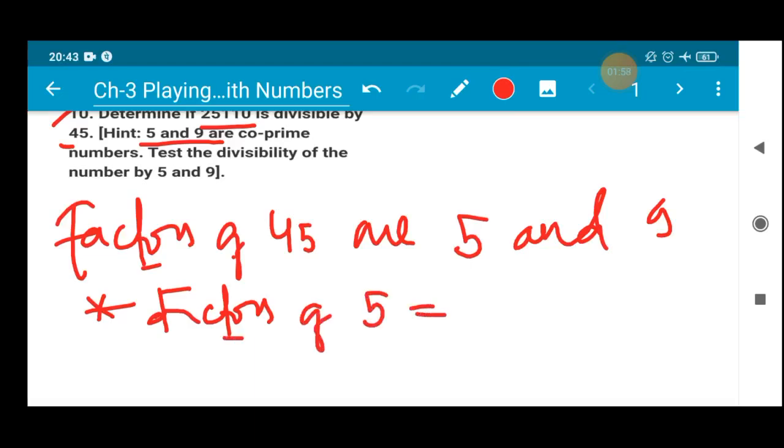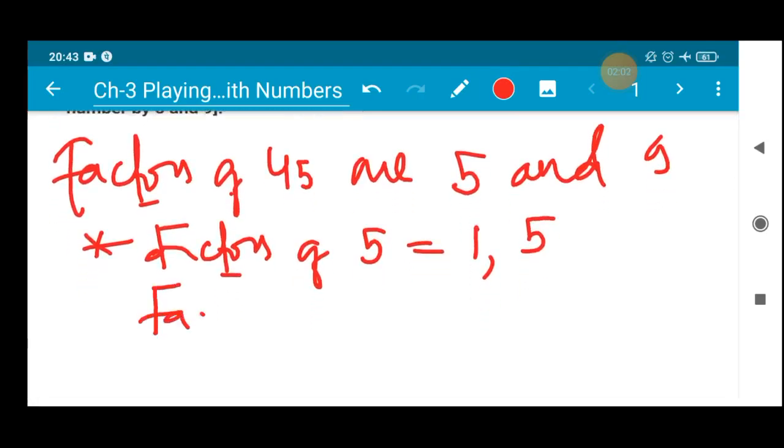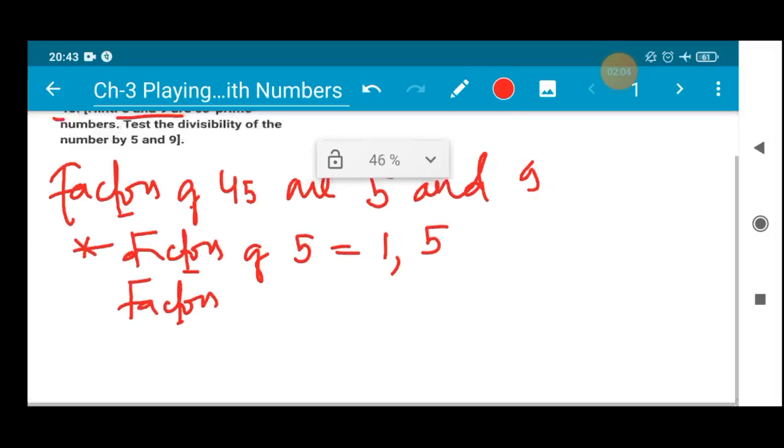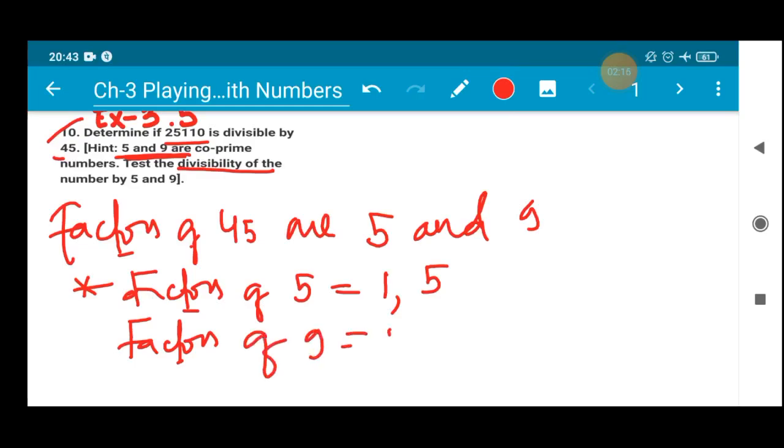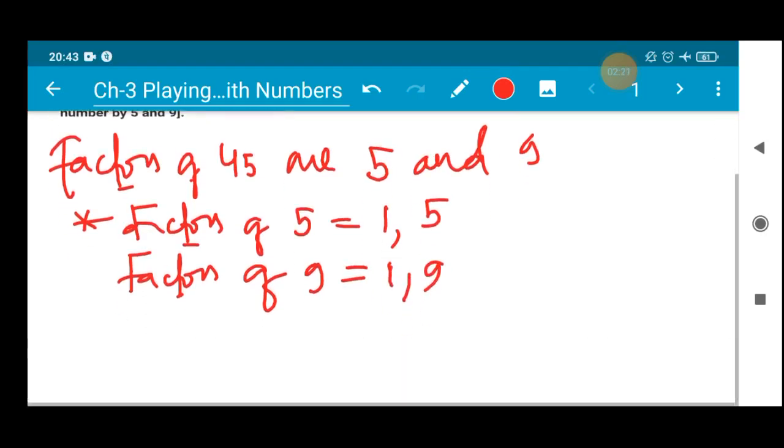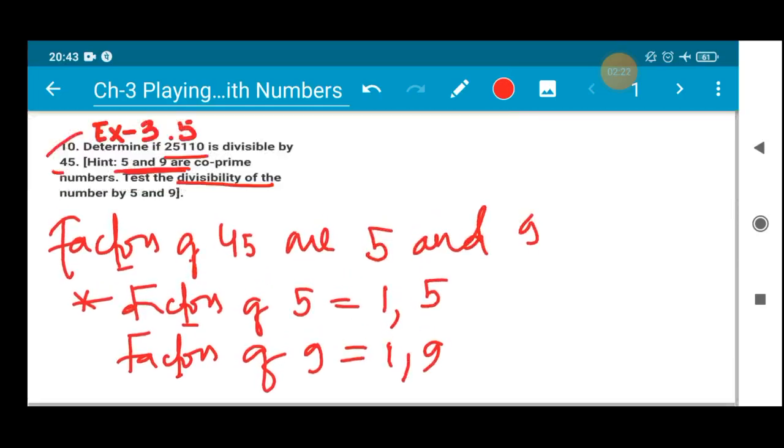Factors of 5 are 1 and 5. Similarly, according to the hint, they have said that 5 and 9 are co-prime numbers, and we have to check using the divisibility rule of 5 and 9. So factors of 9 are 1 and 9. Now we can say that both 5 and 9 are co-prime, yes, it is correct, because the common factor between them is 1.